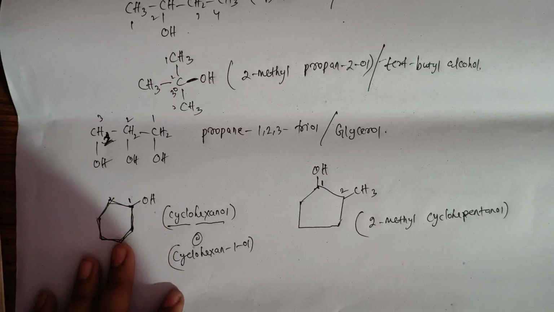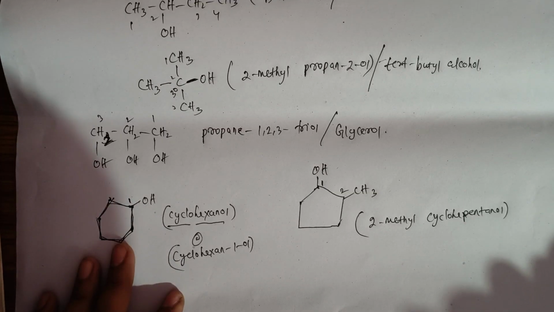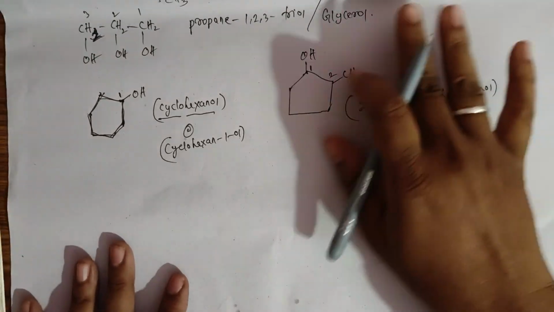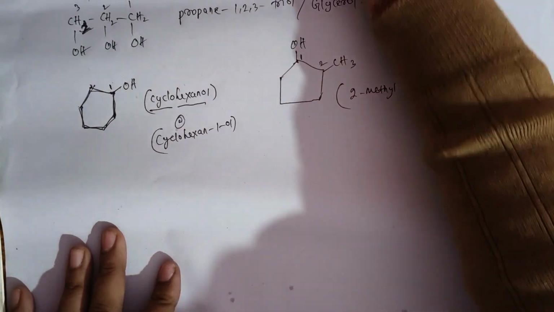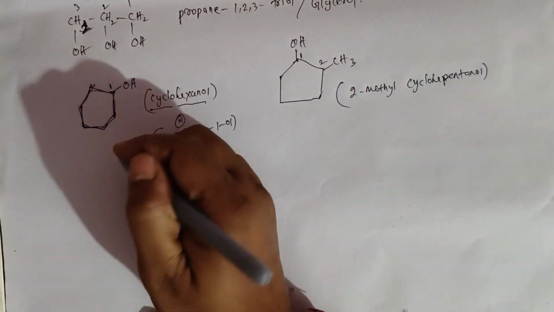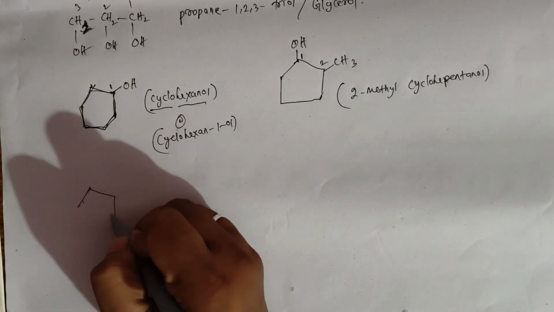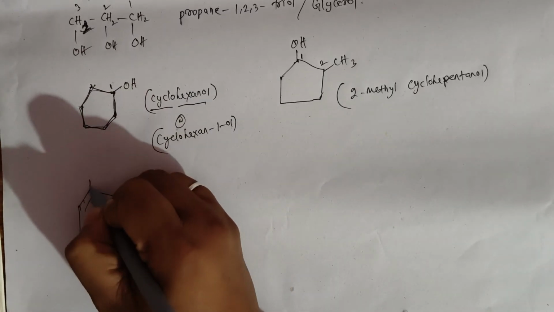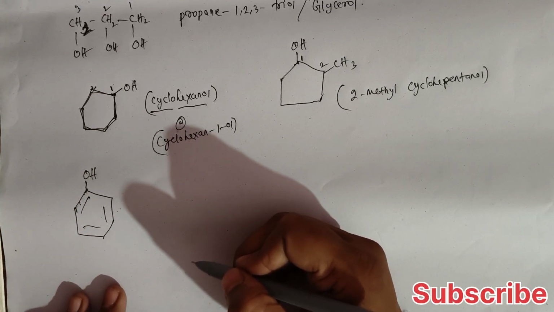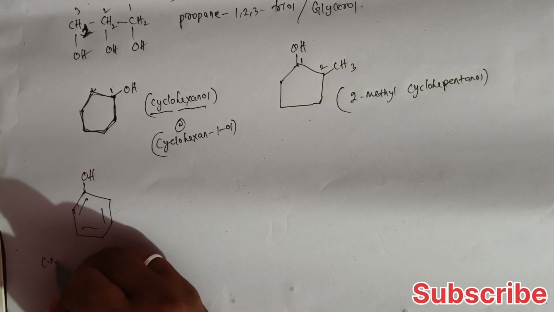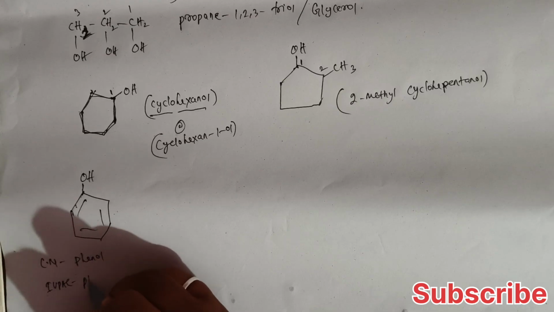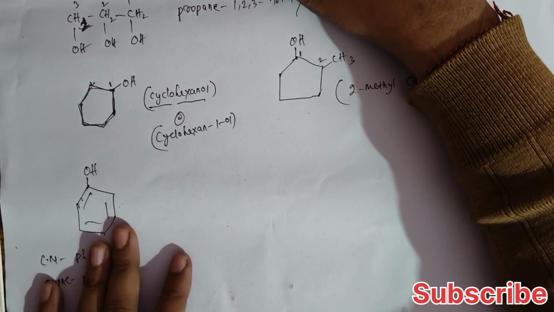Now we will cover the IUPAC and common names of phenols. What are the different IUPAC names of phenol? The phenol structure is like this. This is our phenol structure. The common name is phenol, and the IUPAC name is also phenol. So this is the simple structure of phenol.